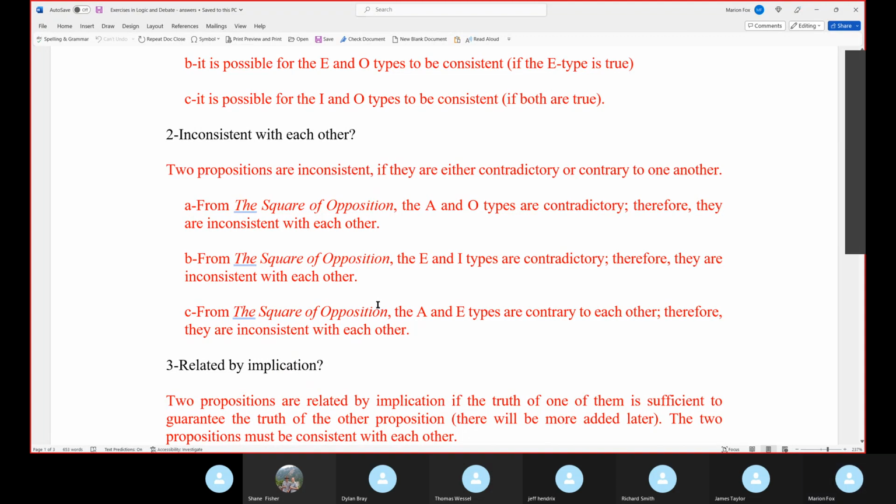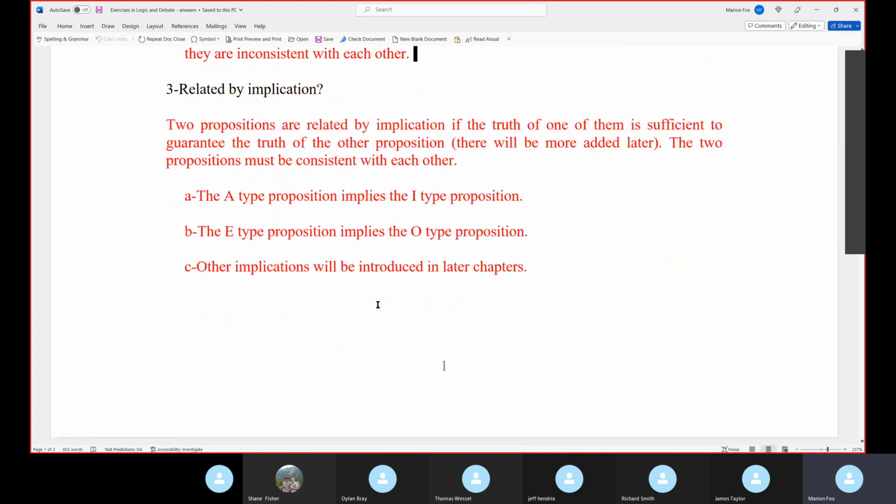All right. Now, which ones are related by implication? Well, two propositions are related by implication if the truth of one is sufficient, it's all you need to guarantee that the other one is true. Well, from the square of opposition, the A guarantees or implies the I. The E guarantees or implies the O. If you take the square of opposition chart. And I introduced some other implications earlier, just a minute or two ago, from these. I showed those.